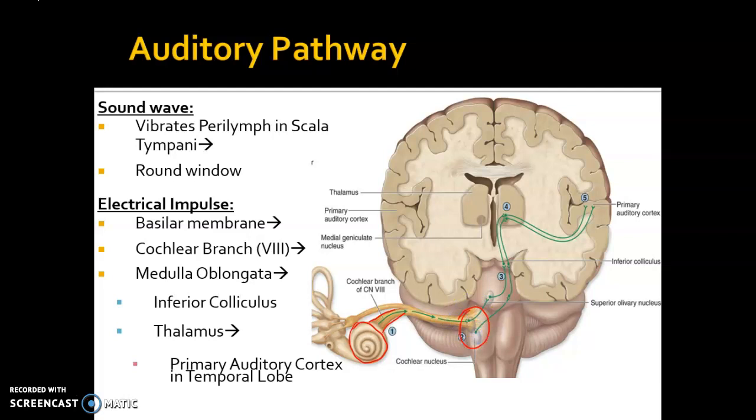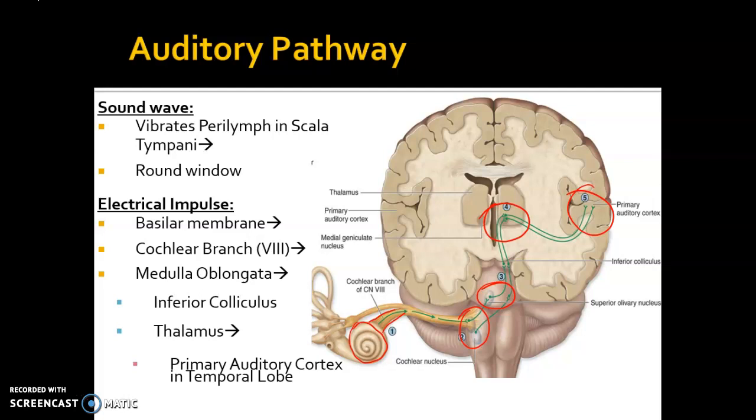From the medulla oblongata, information travels to the inferior colliculi, which is here. And from the inferior colliculi, information goes to the thalamus, which is here. And from thalamus, the information ultimately reaches the primary auditory cortex in the temporal lobe, and we hear things. So let's review the entire pathway one more time. We will start with the pathway of the sound waves, and then we will look at the electrical pathway.